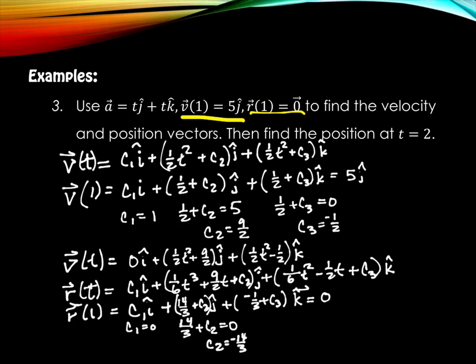And the k component, excuse me, is the negative 1/3 plus c3. It's also supposed to equal 0 because this is the 0 vector that we're doing. So the c3 is actually equal to 1/3.